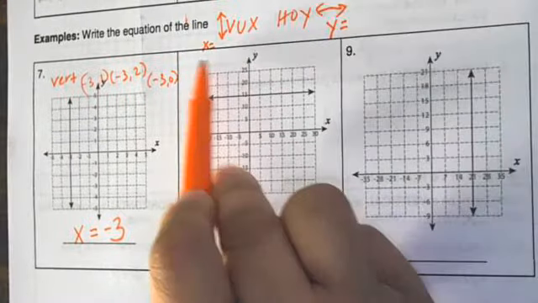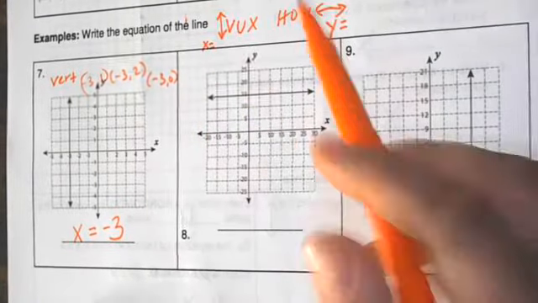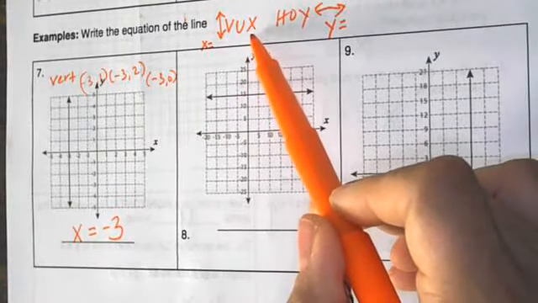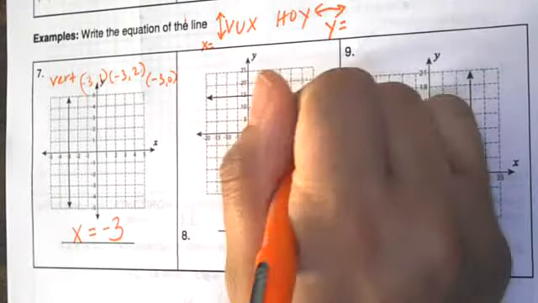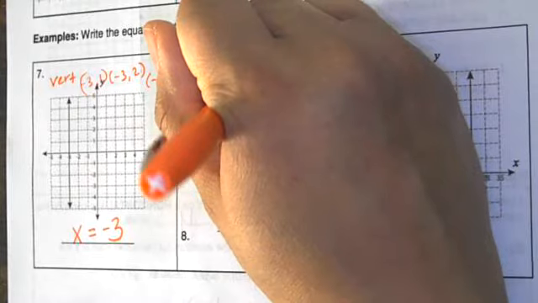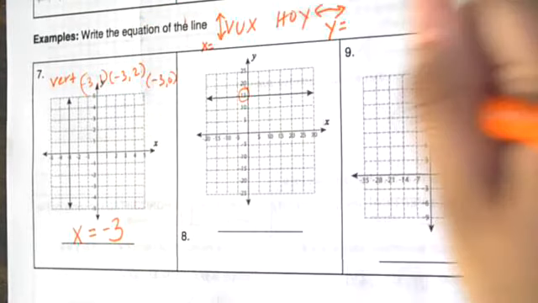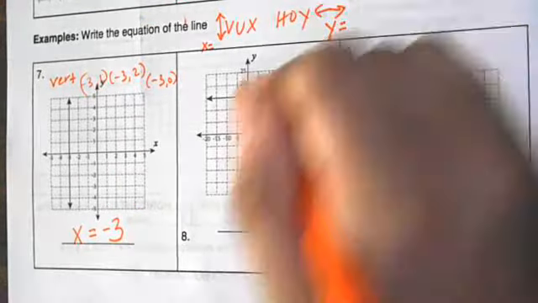Or you can look at this little mnemonic device to help. Because it was vertical, it's got to have x equals a number for the equation. The next one is horizontal. Look carefully at the y value this time. This is the y value, it's 15. So all of the y values are always 15.